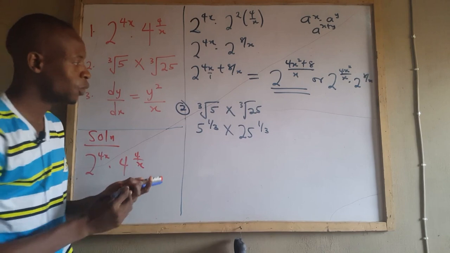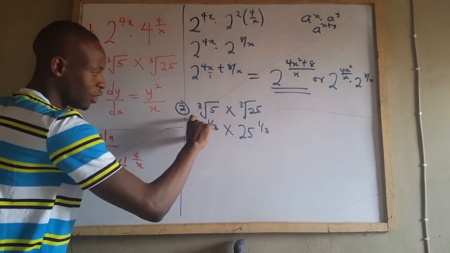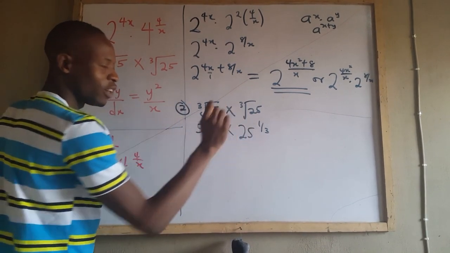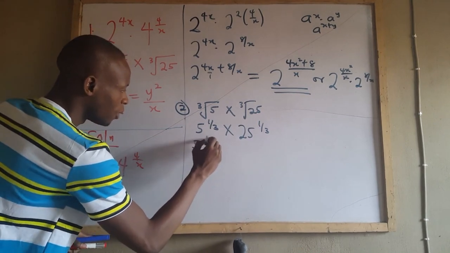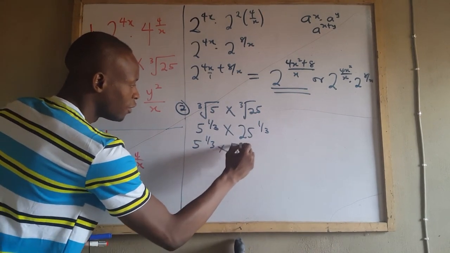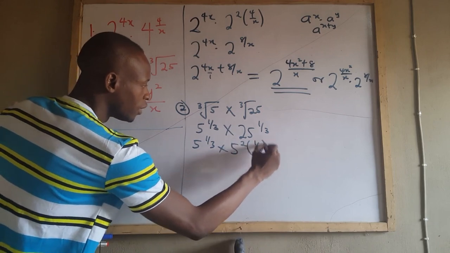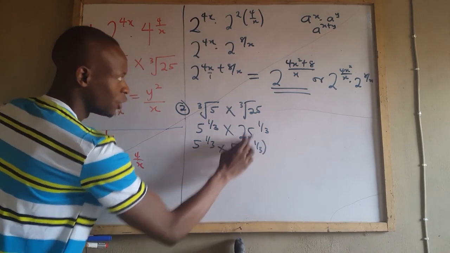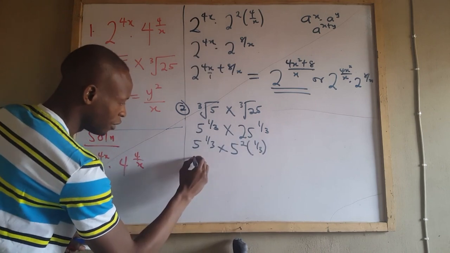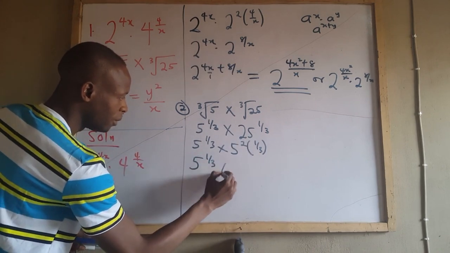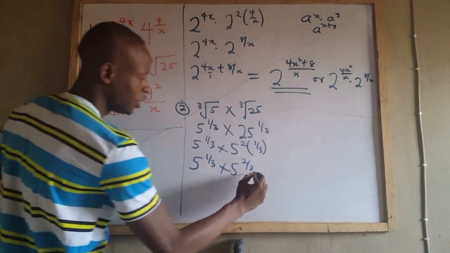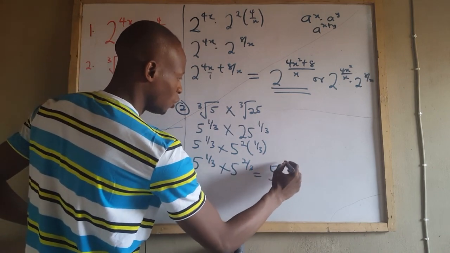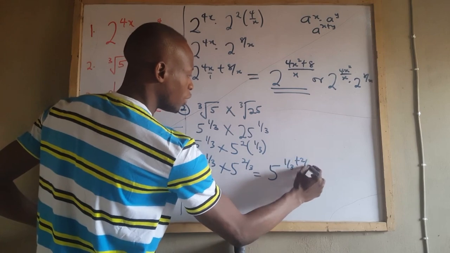Are we following? So this is already in its lowest base. We need to convert this one to its lowest base too. So therefore, we have 5 raised to power 1 over 3 times 5 raised to power 2 into 1 over 3. Now, we open this bracket just like what we did there. We have 5 raised to power 1 over 3 multiplied by 5 raised to power 2 over 3. Now again, they have the same base, so this is the same thing as saying 5 raised to power 1 over 3 plus 2 over 3.